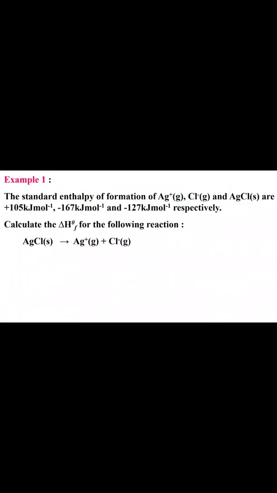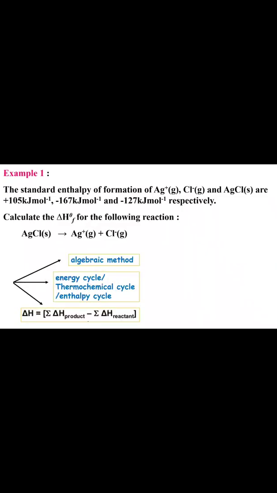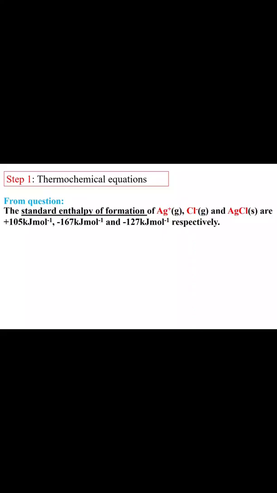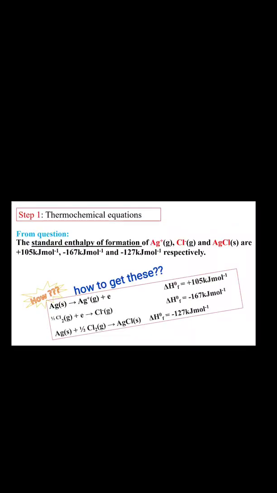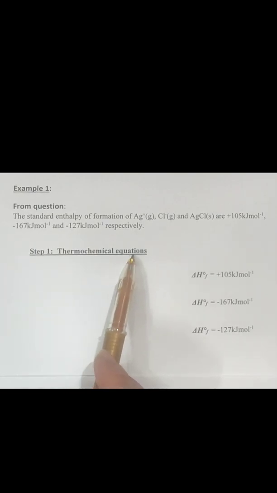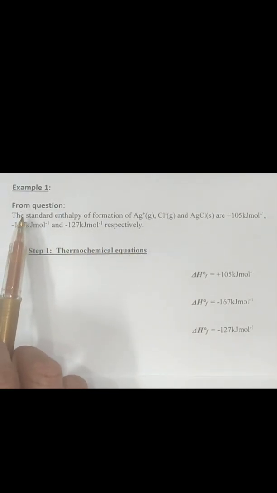Now, let's go back to the questions in example 1. We need to write down the thermochemical equations if we want to use the method of energy cycle. Now, let's see how we are going to use the definitions that you memorized just now to apply in writing thermochemical equations. Let's see how we are going to write down the thermochemical equations by referring to the statements from the questions.